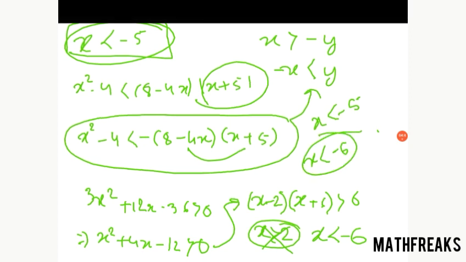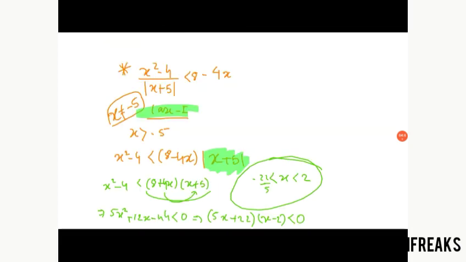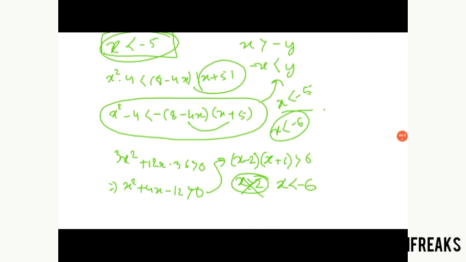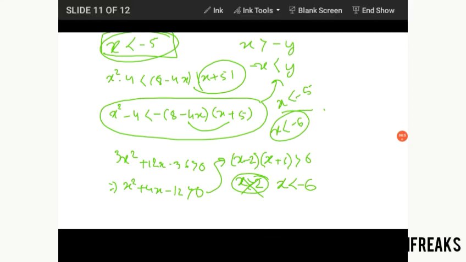So I hope that you have understood this question. Very simple but very important. Okay, so this is the question. We have not taken x greater than 2 because we have defined a condition here.